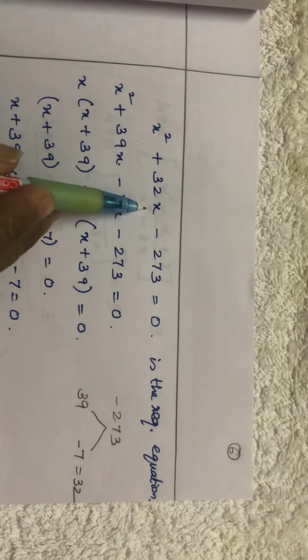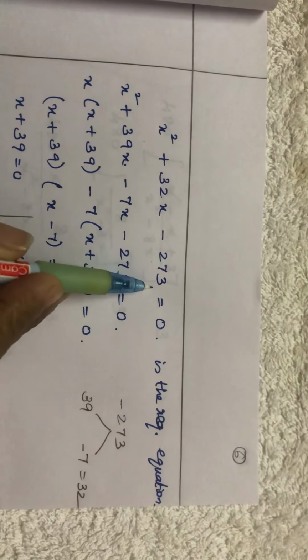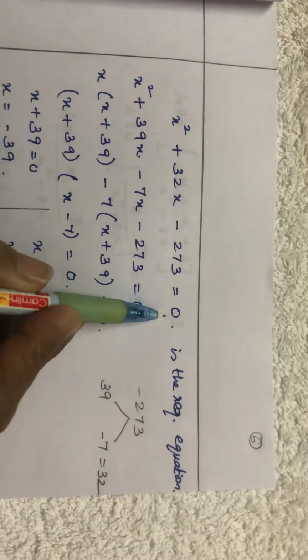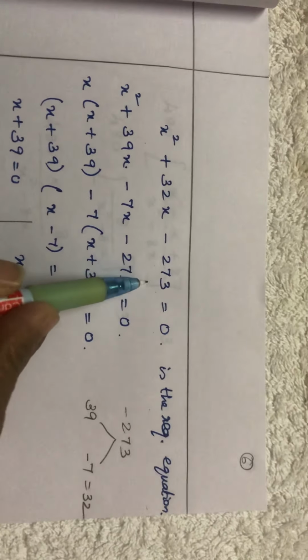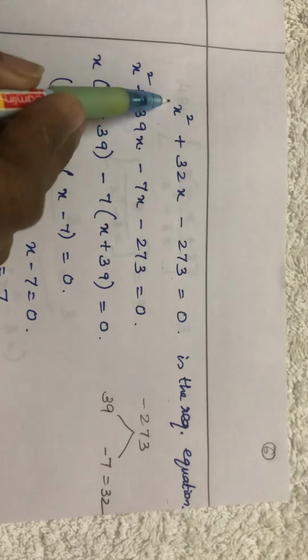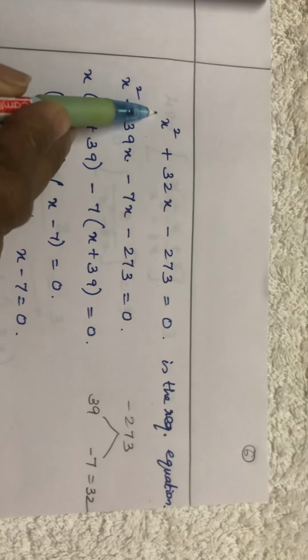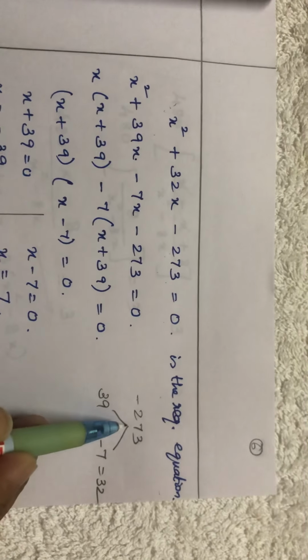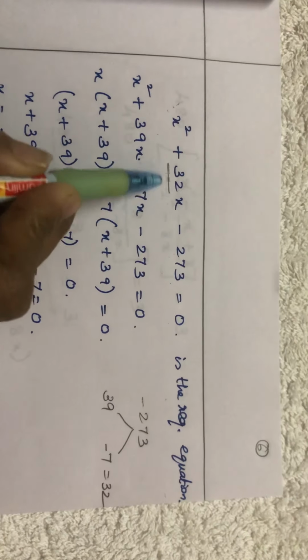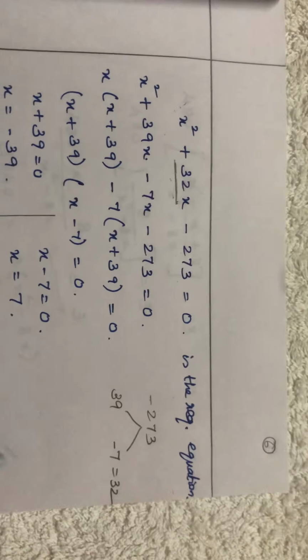Now when I am simplifying, x square plus 32x minus 273 equal to 0, which is the required quadratic equation. Now we need to factorize this equation. Coefficient of x square is 1, so multiply 1 into this constant term, minus 273. When I am adding or subtracting, I should get the middle term, that is 32.